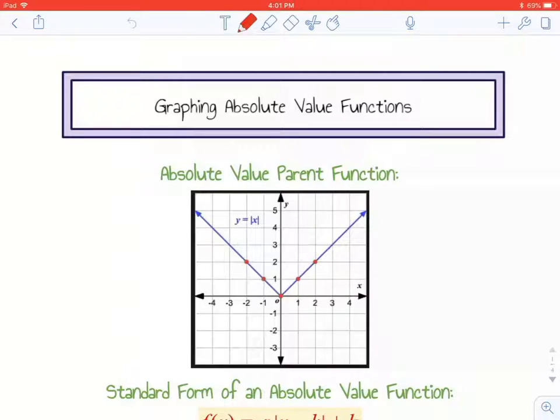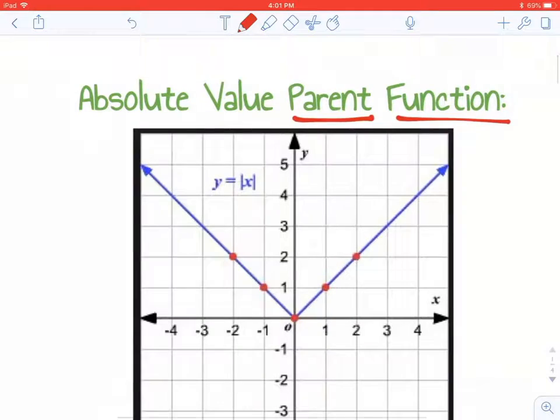In this video, we're going to take a look at graphing absolute value functions. So to start talking about graphing absolute value functions, we need to first talk about what we call the parent function for absolute value. The parent function is this basic formula with no extra numbers: y equals the absolute value of x is our parent function.